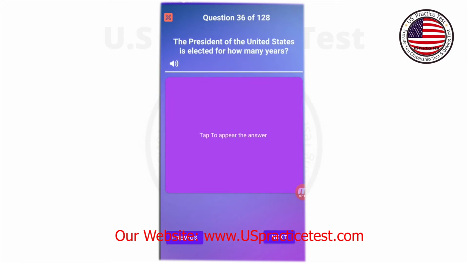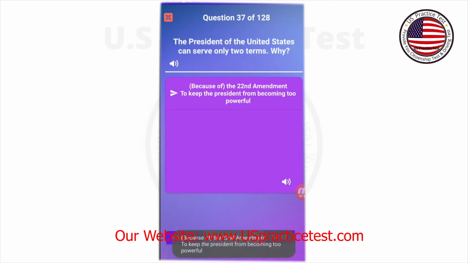The President of the United States is elected for how many years? For 4 years. The President of the United States can serve only 2 terms. Why? Because of the 22nd Amendment. To keep the President from becoming too powerful.